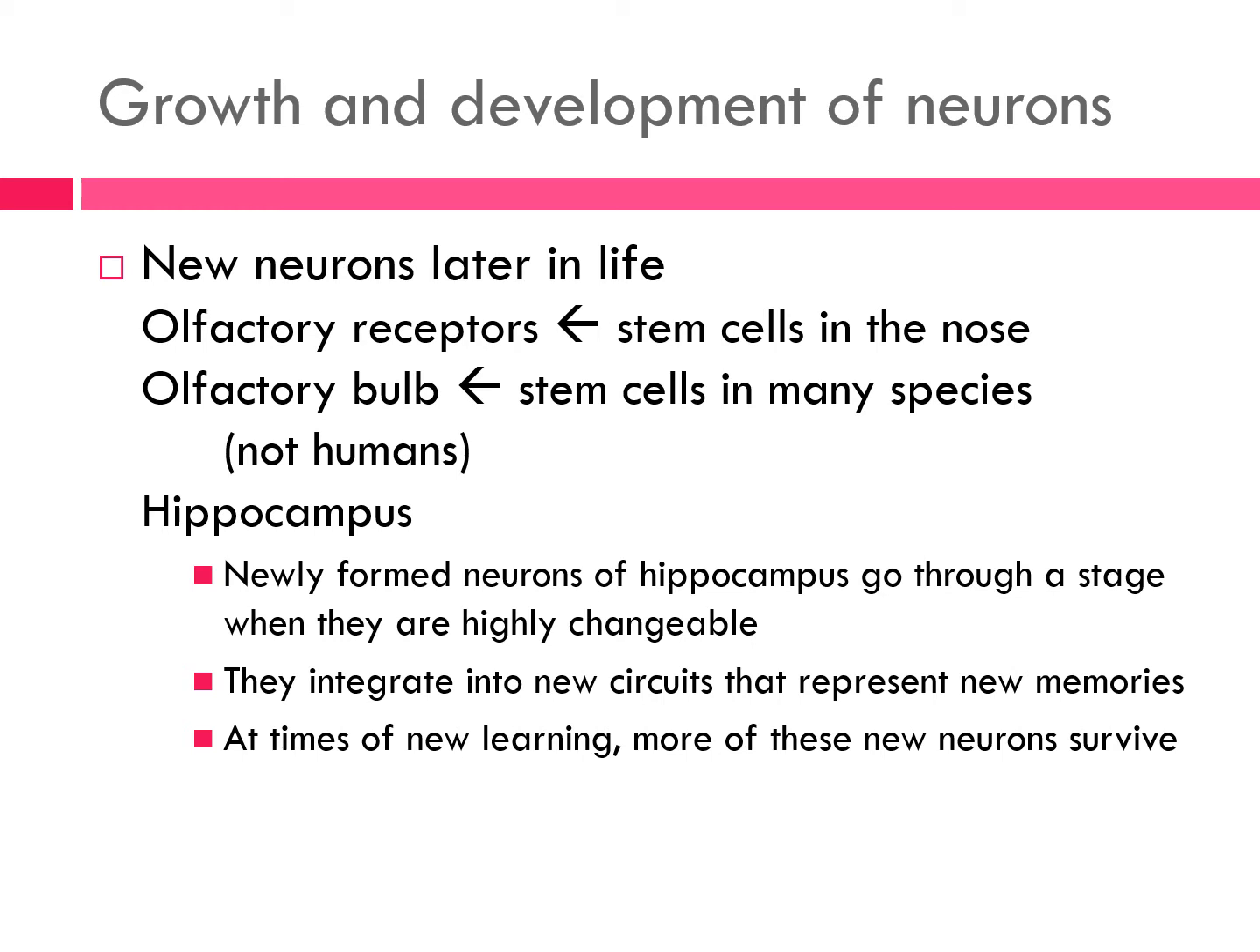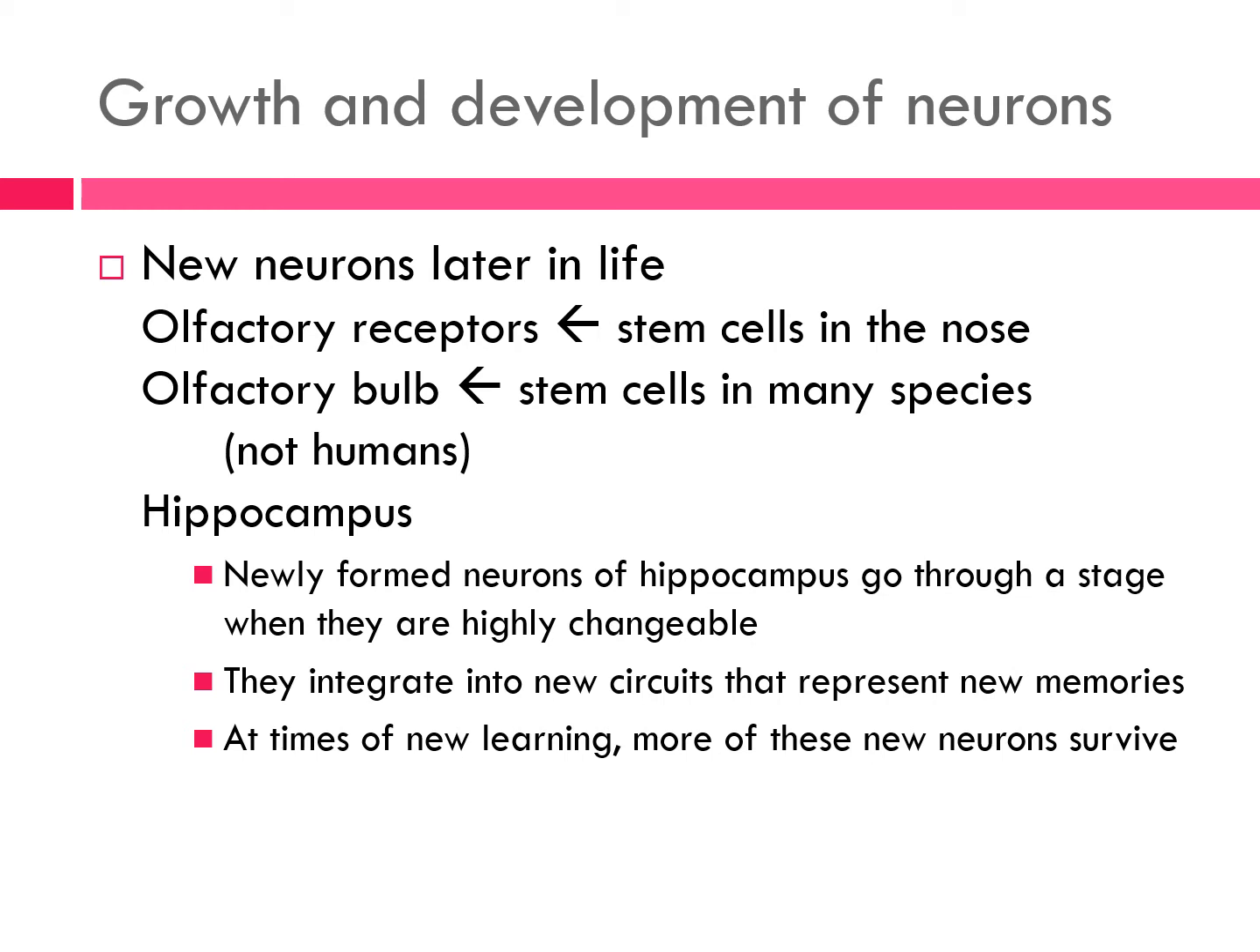And then we also have new neurons in the hippocampus. And I'm going to talk a little bit here about the hippocampus, and I'm going to stress this a couple times. I'm hoping I'm saying this in a way that is interpreted correctly. So newly formed neurons in the hippocampus go through a stage where they're highly changeable. They are going to need to be integrated into new circuits that are helping to represent memories. And when I say so, I think it's your author that says that they represent new memories.